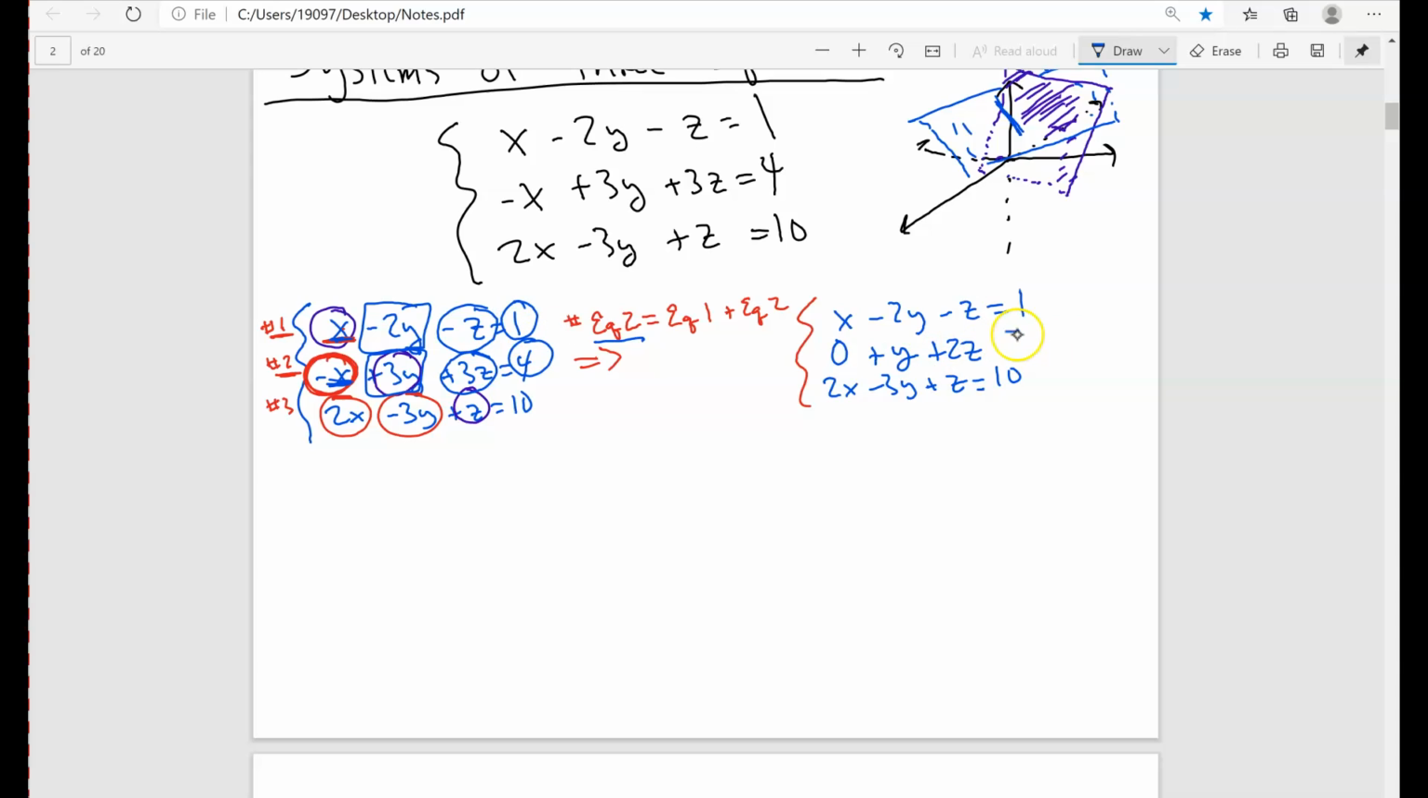That's going to give me a 5. Okay, so that's basically what I'm doing. So I got rid of that value. Now what I want to do is get rid of this 2x.